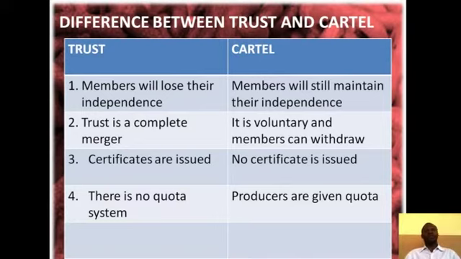Under trust, certificates are issued. Under cartel, there is no issuance of certificates. Under trust, there is no quota system, while under cartel, there is a quota system where people have allocation as to what they can supply to the market.